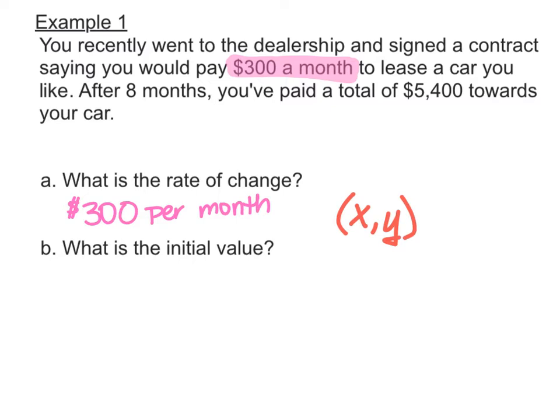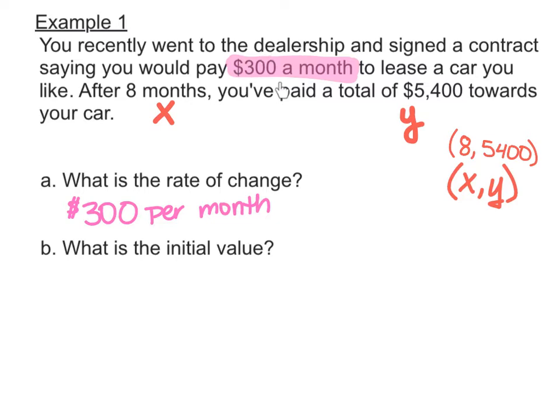My independent variable will always be my X. So which of these stands alone? Is it months or money? And I'm going to say it's months. Months is my independent and money is my dependent. And that's because the amount of money I've paid depends on the number of months that have passed.